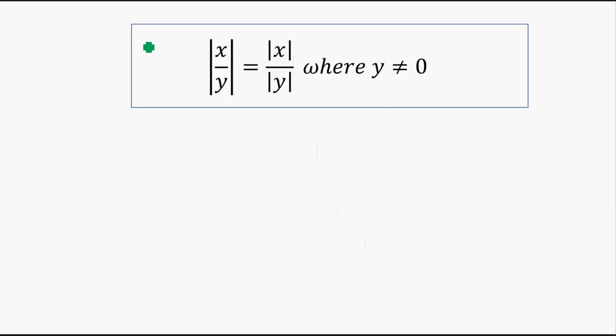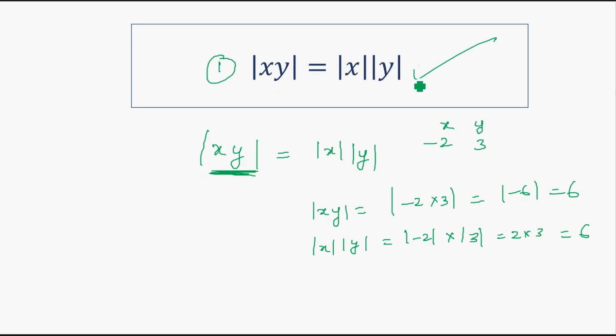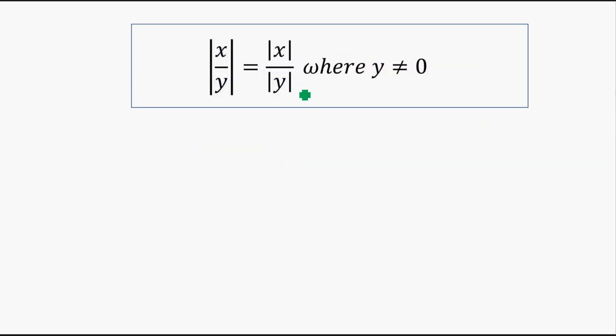Similarly, one more property will be there, the division property. As in the case of multiplication, mod x mod y, here also this can be separated. Here one condition, y is not equal to 0, because if y is 0, then this total equation becomes undefined, right?